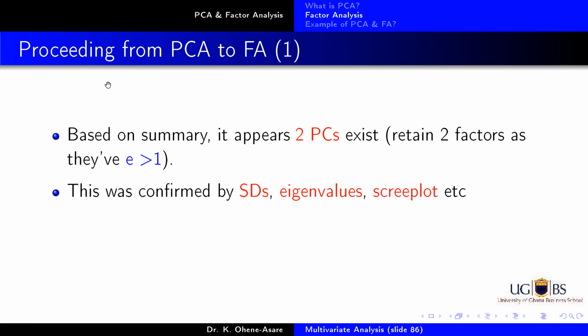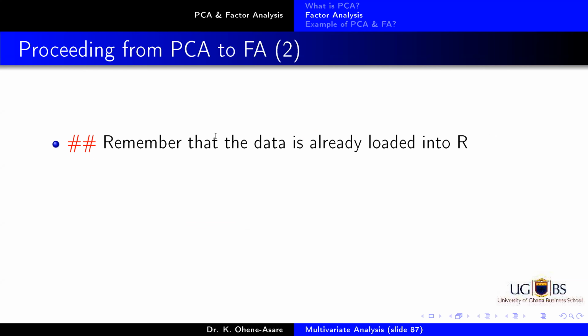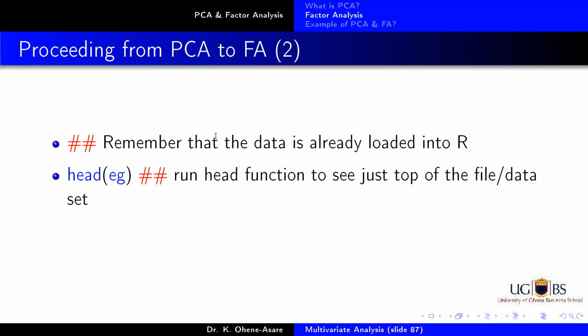So that was a previous situation, and it was confirmed using the standard deviation, the scree plot, and several other factors. So we can assume that probably two factors are extractable, and now practically we can do our factor analysis. How do you proceed? Well, first thing to remember is that the data is already loaded in R in our case. So we want to go to our data and type this command to see the head of the data.